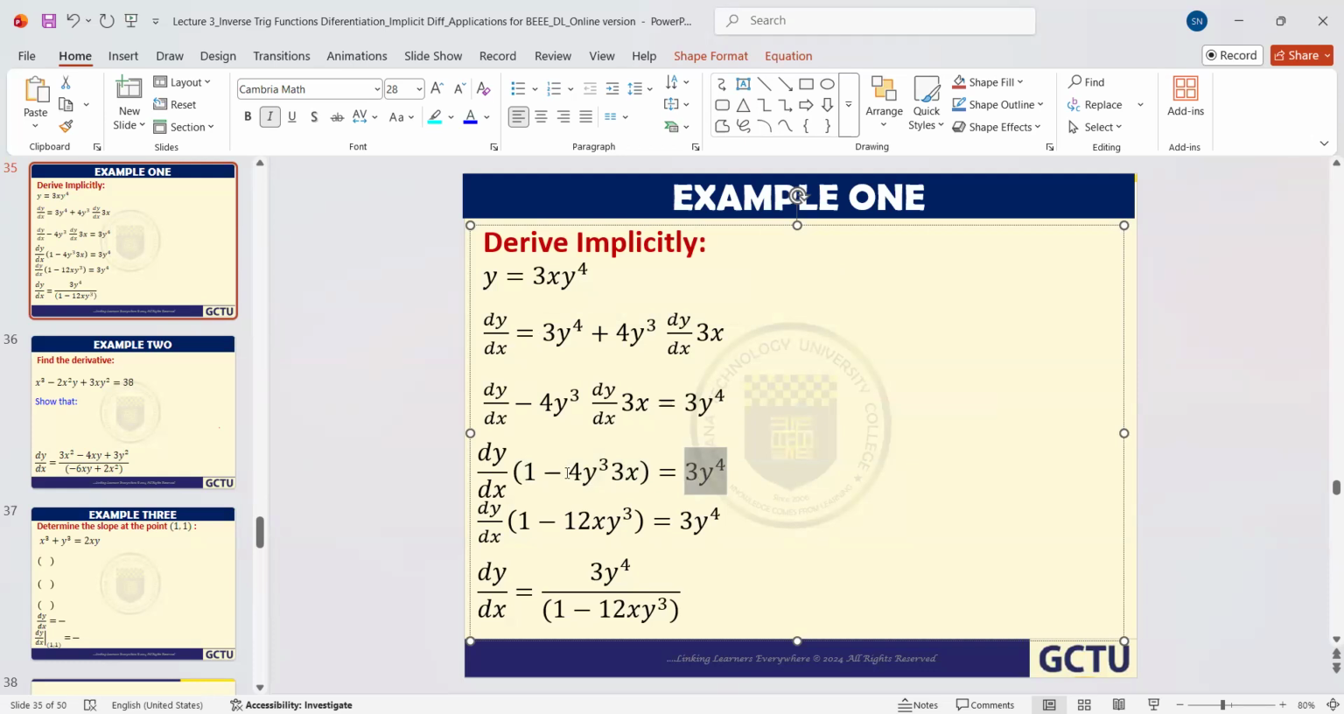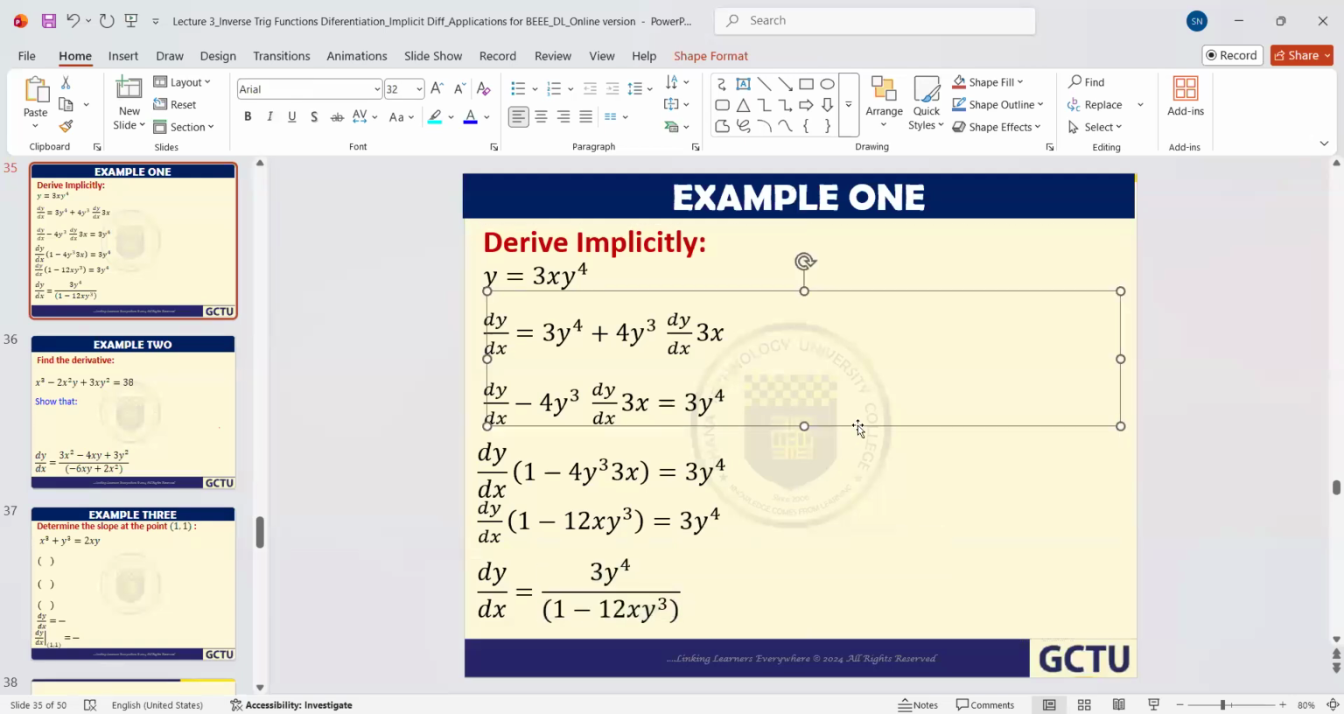Then I multiply 4 times 3, which gives me 12. And therefore, the term in the bracket becomes 1 minus 12xy cubed. If I divide both sides by the term in the bracket, then I will have dy/dx equal to 3y to the power 4 divided by 1 minus 12xy to the power 3.